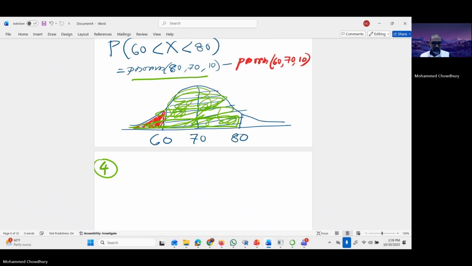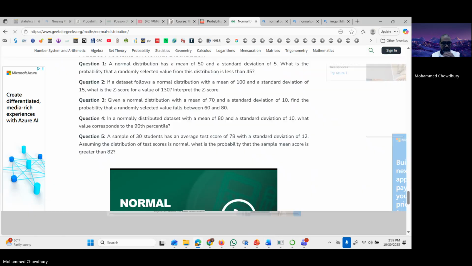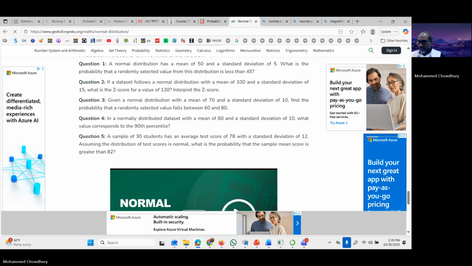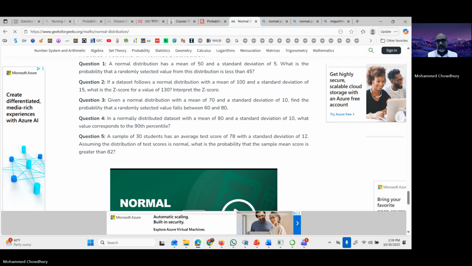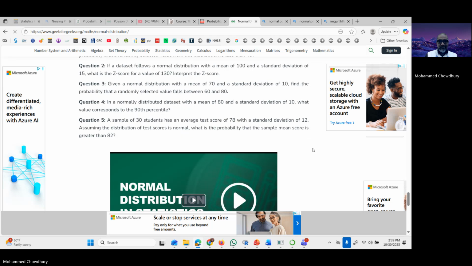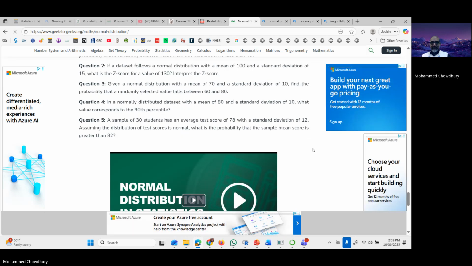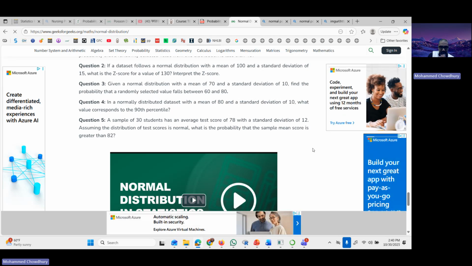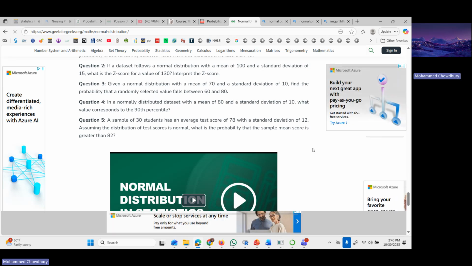Number 4, in a normally distributed data set with a mean of 100 and standard deviation of 10, what value corresponds to the 98th percentile? Okay. In normal distributions, there are always two types of problem, right?